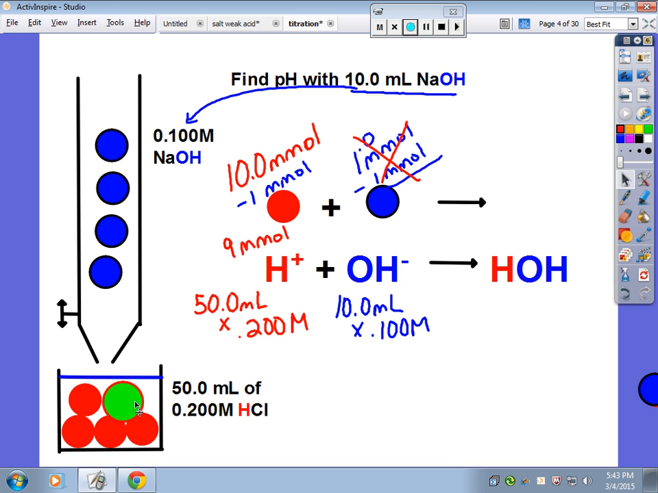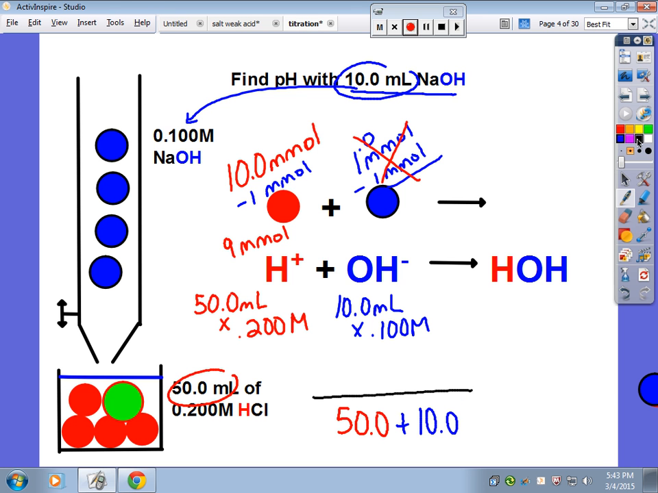Let's figure out what my new volume is in my container. My new volume in my container is 50 milliliters to start with from my beaker, right? And there are 50 milliliters right here. And what did I do? I dropped 10 milliliters in. So my new volume is 60, right?